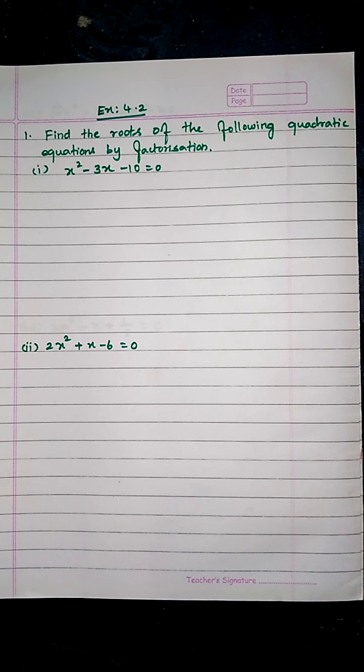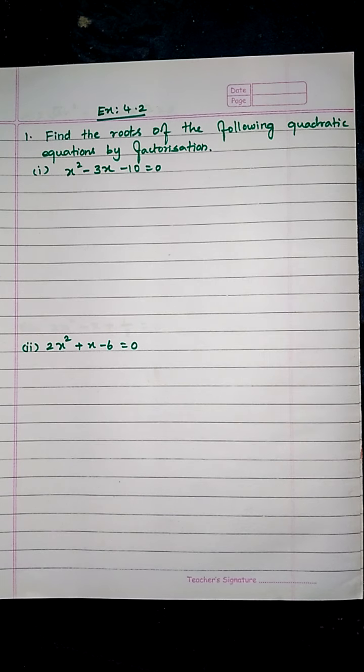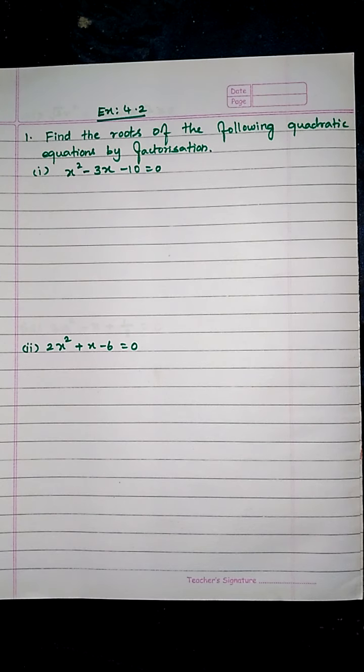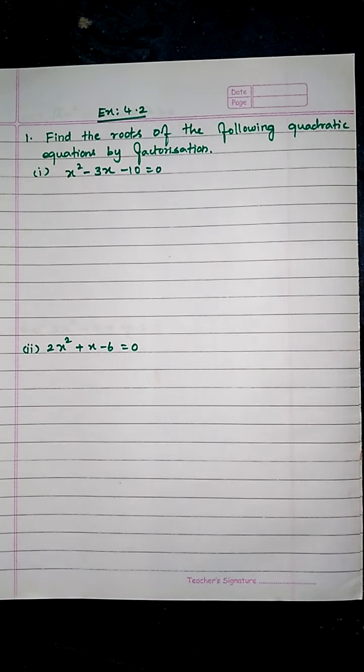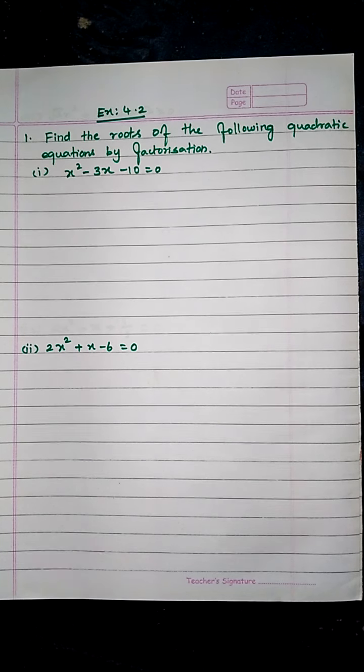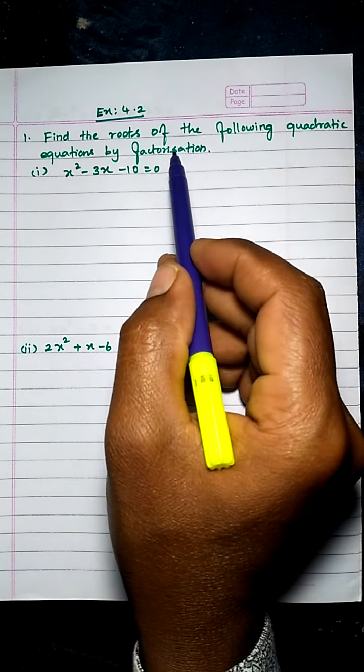So here we have the first question: find the roots of the following quadratic equations by factorization. So for finding the roots, there are three methods as I explained in the second chapter. First method is the factorization method, second method is the completing the square method, and third method is the quadratic formula. So in the first exercise we will learn how to find the roots using factorization.